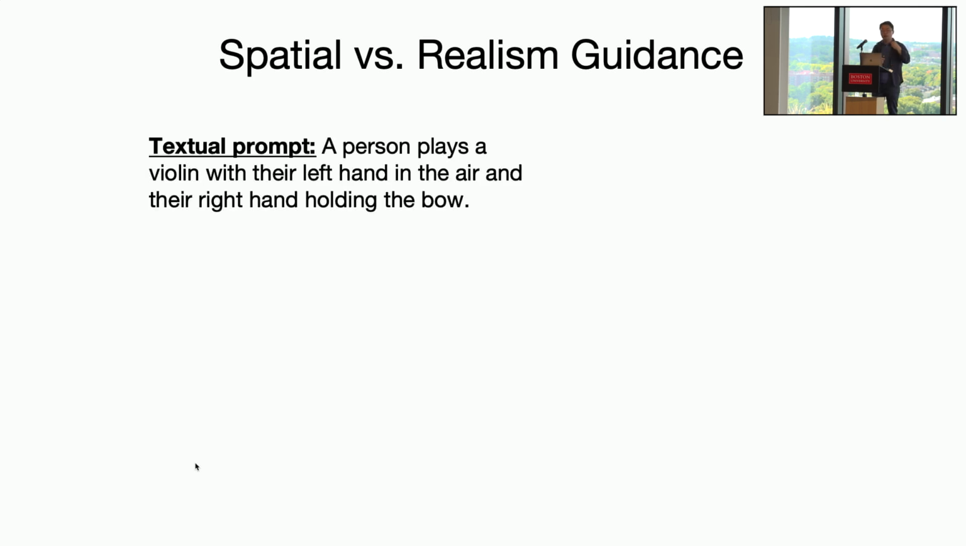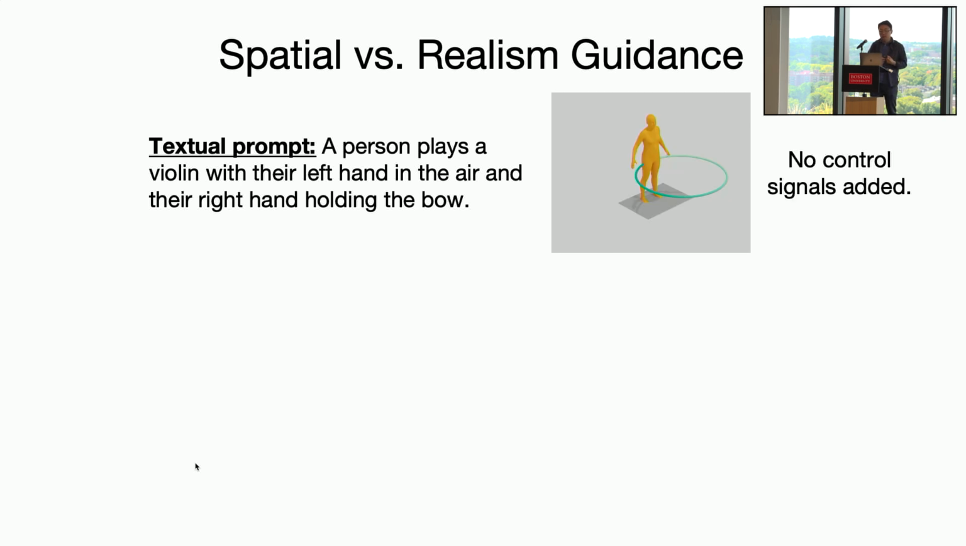we can get more authentic results. For example, here, the textual prompt is: a person plays a violin with their left hand in the air and the right hand holding the bow. So this is the output without any control signals. The model only takes the textual prompt as input. We can see the motion is somewhat faithful to the textual prompt, but it completely ignores the control signal, the green circle.